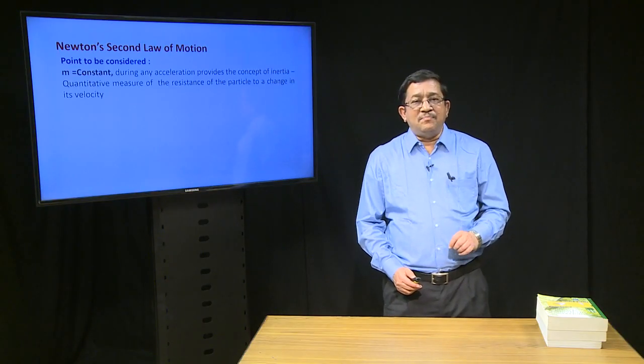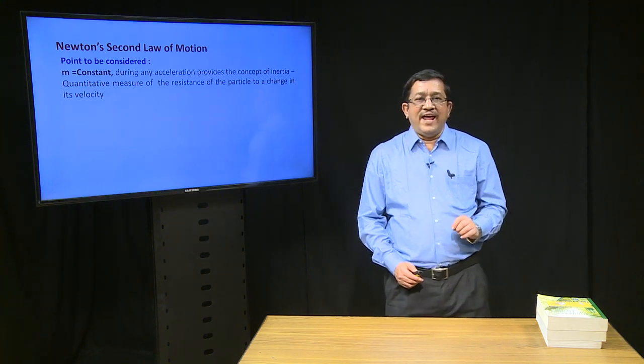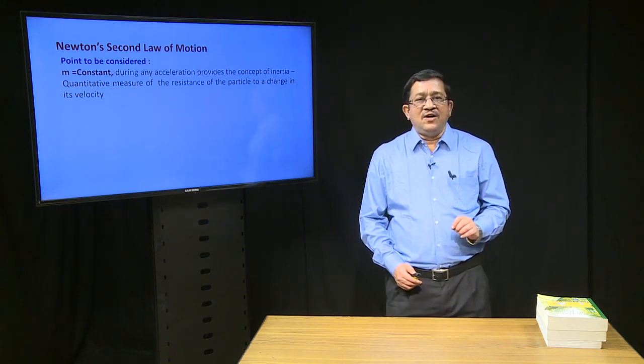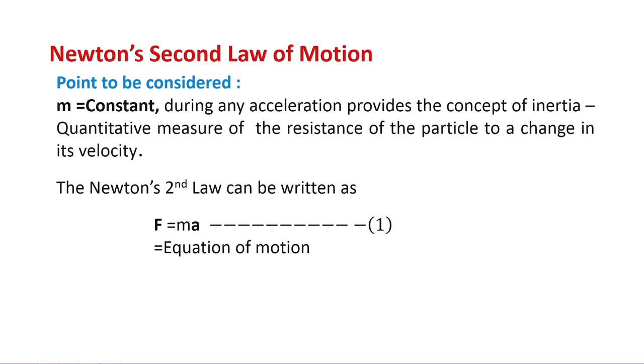Now, the most important point to be considered in Newton's second law of motion is that m is constant. During any acceleration, it provides the concept of inertia, a quantitative measure of the resistance of the particle to a change in its velocity. So, Newton's second law can be written as F is equal to ma, and it is nothing but the equation of motion.